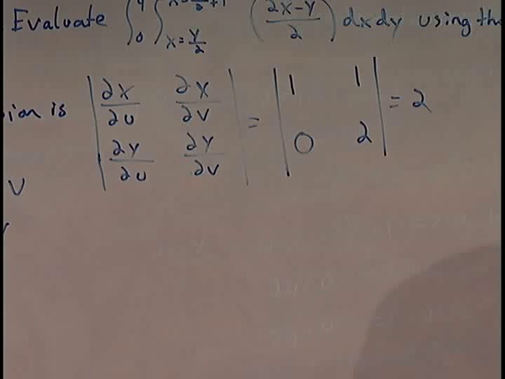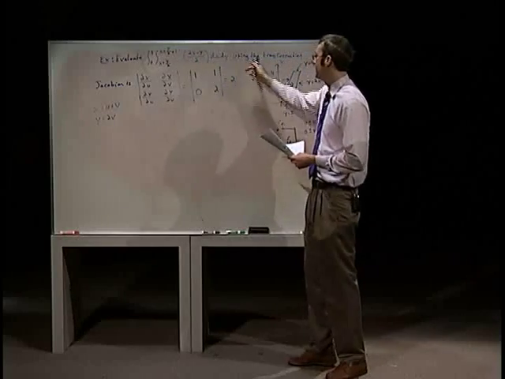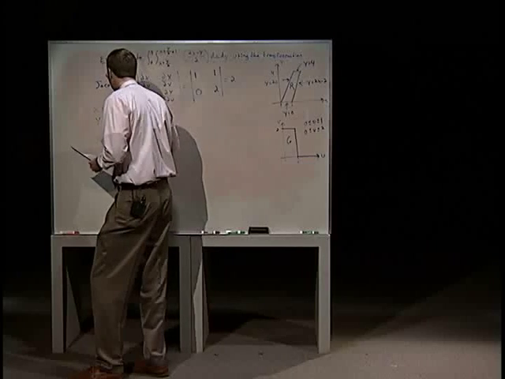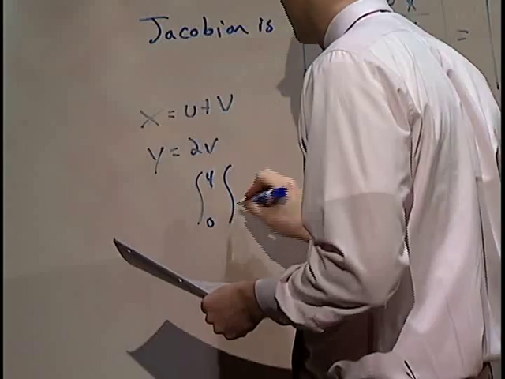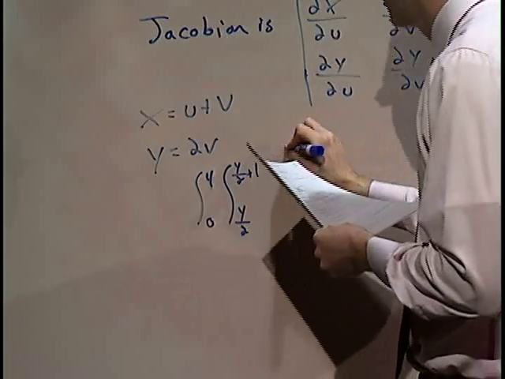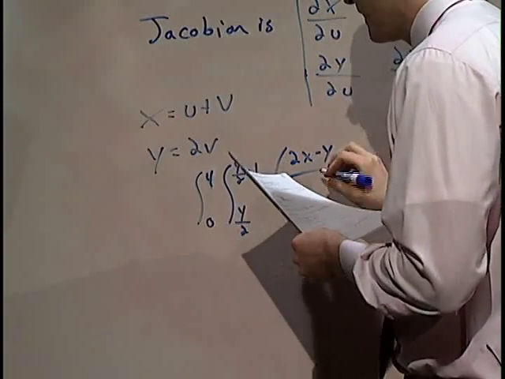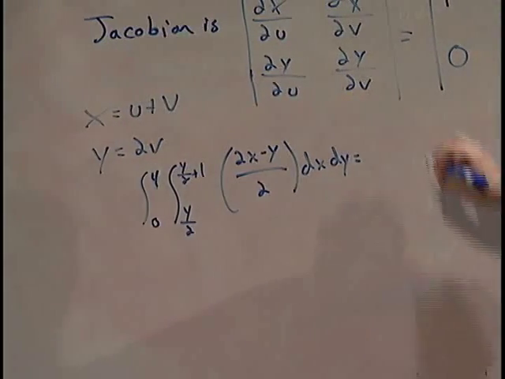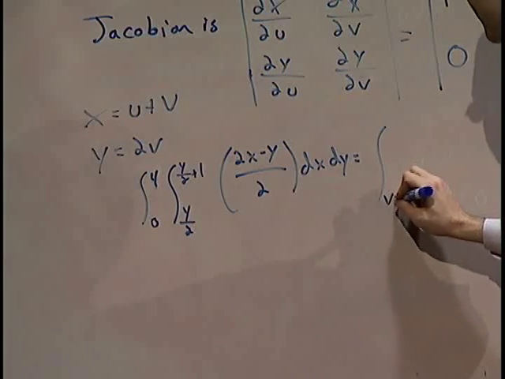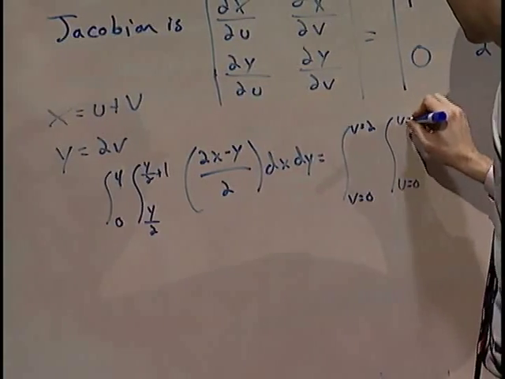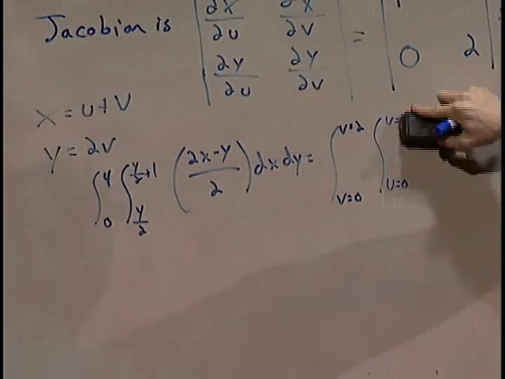Okay? So now we are finally ready to evaluate the integral. So our question originally was, do this using this transformation. Well, we started off with an integral in xy coordinates, 0 to 4, y over 2 to y over 2 plus 1. And our function was 2x minus y over 2, dx dy. Well, now the v limits are 0 to 2. The u limits are 0 to 1. Oops, not 0 to 0, 0 to 1.